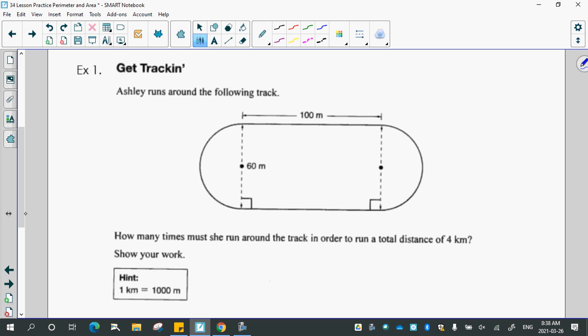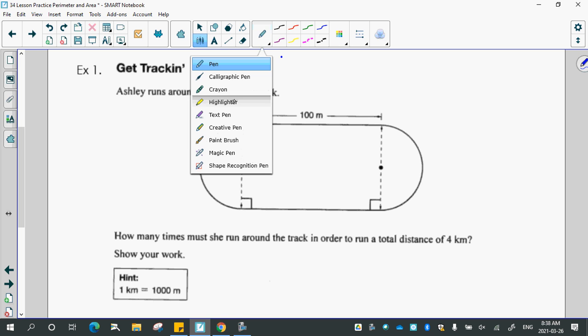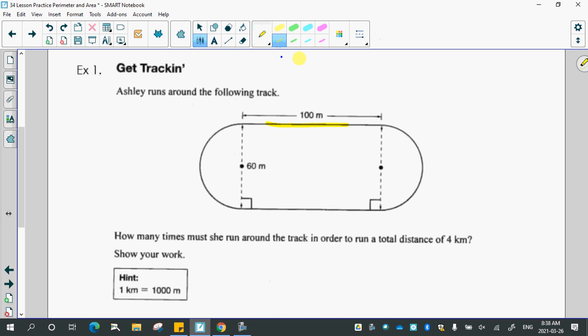So the first thing I would think about when I was reading this problem, before I even start making my plan, is it a perimeter problem or an area problem? Okay, perimeter, and she's running around the outside. So I'd probably take my highlighter, my pencil crayon, and go around the outside. Then I start thinking of a plan for the question, like how am I going to figure out how many times she has to run around in order to have gone 4 kilometers? How will I go about doing that?